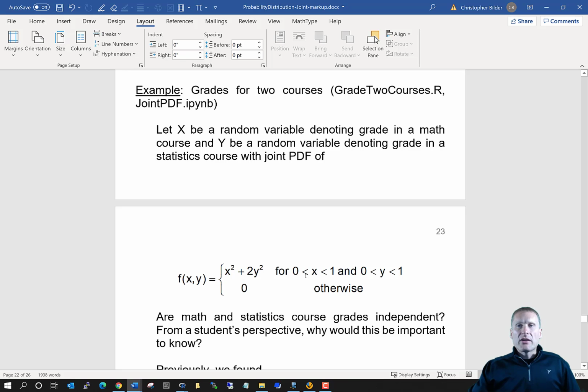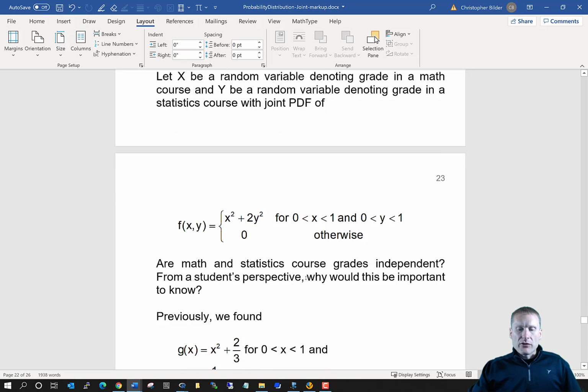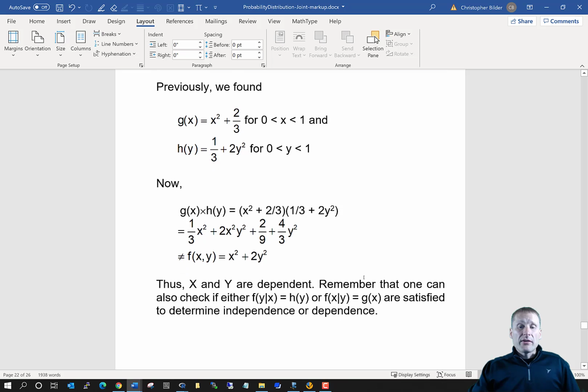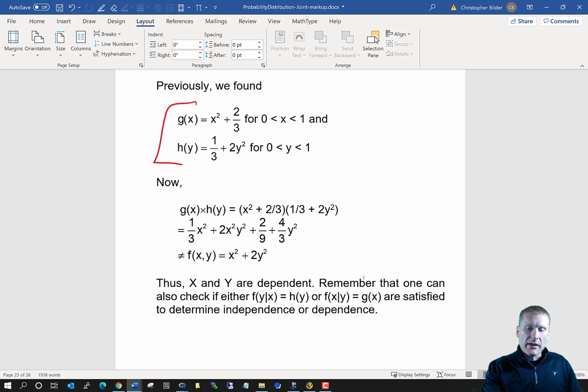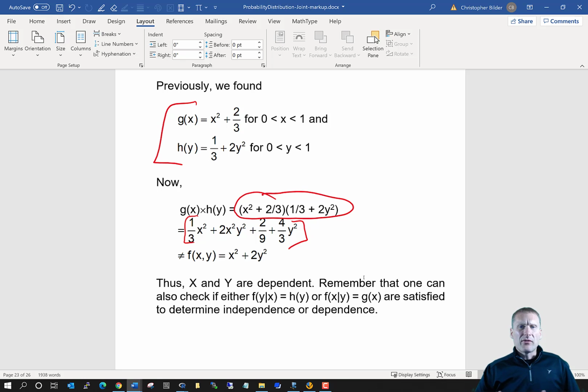So let's go back to the grades for 2 courses example. Here's our joint PDF again. Previously, we found these marginal PDFs. Let's multiply these marginal PDFs together. And if I were to do that, and please work through this on your own, you get this kind of ugly looking result there. And you're not going to really be able to simplify that expression any further. And so you can see that it is not equal to what we had for the joint PDF. So in this particular case, the 2 random variables are dependent on one another.